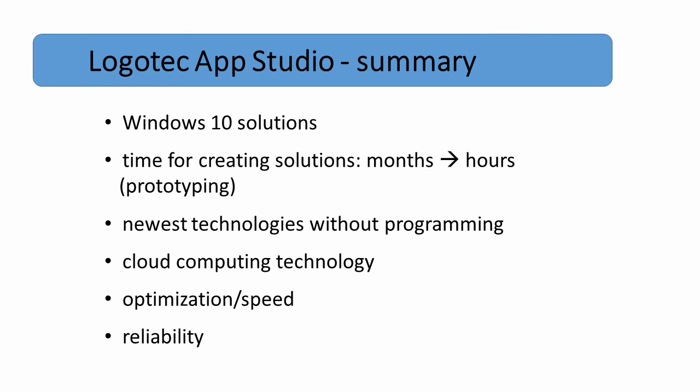To summarize, Logotec App Studio can create multi-tier Windows 10 solutions. The time necessary for building applications is usually shorter as with the traditional methods by 2 orders of magnitude. It shortens the process from months to hours or days, which makes possible to use the solution also for prototyping.